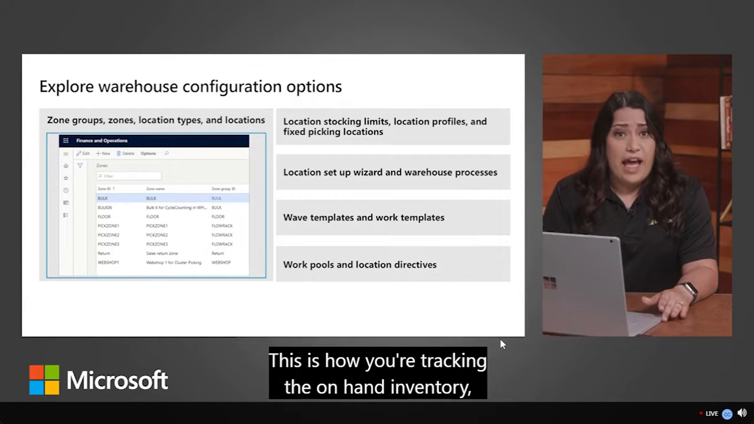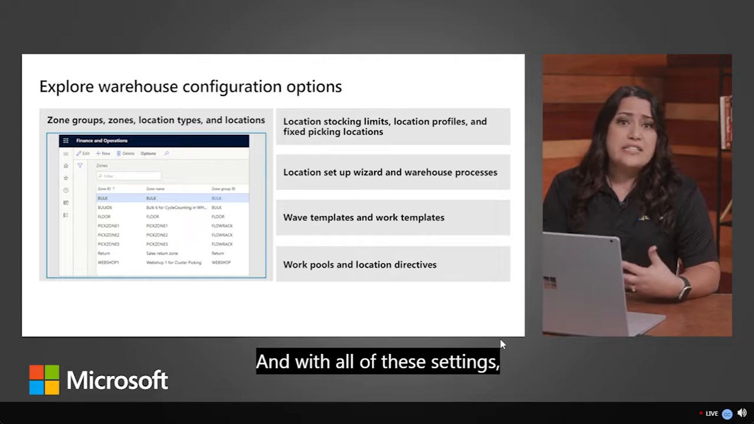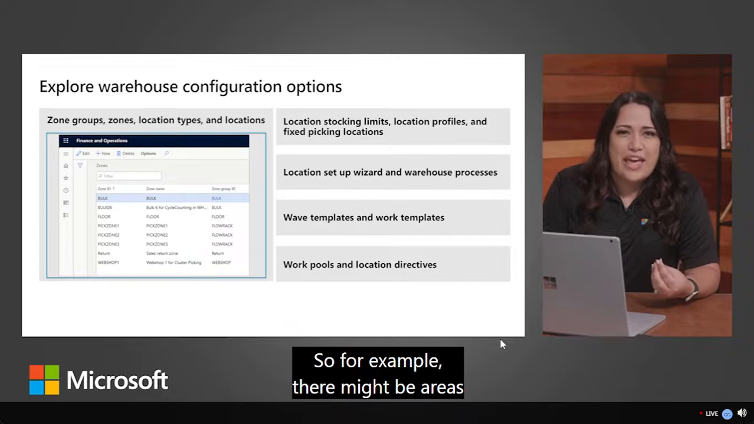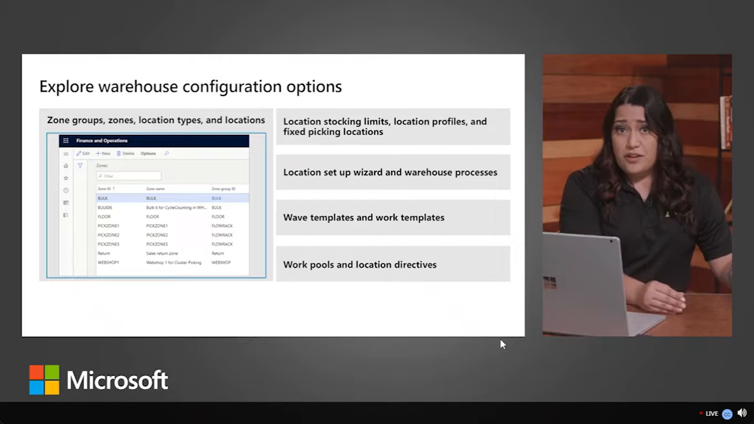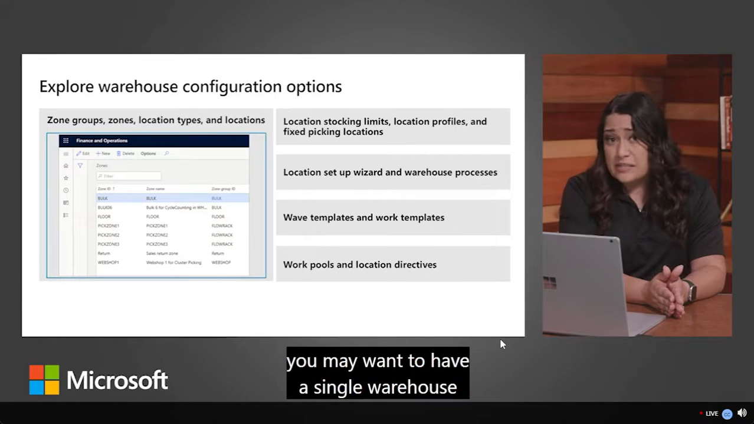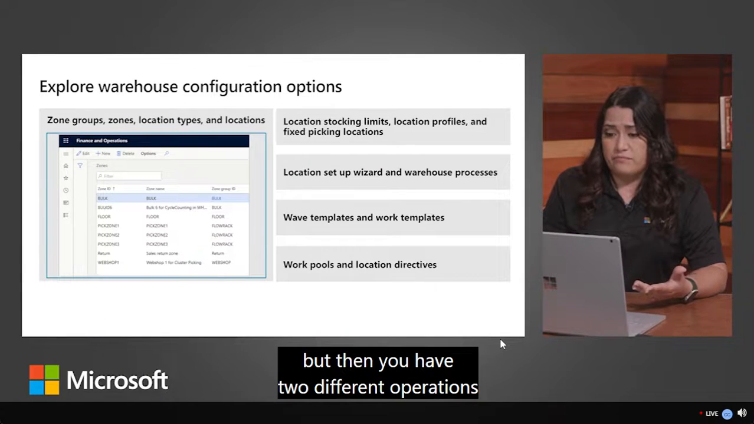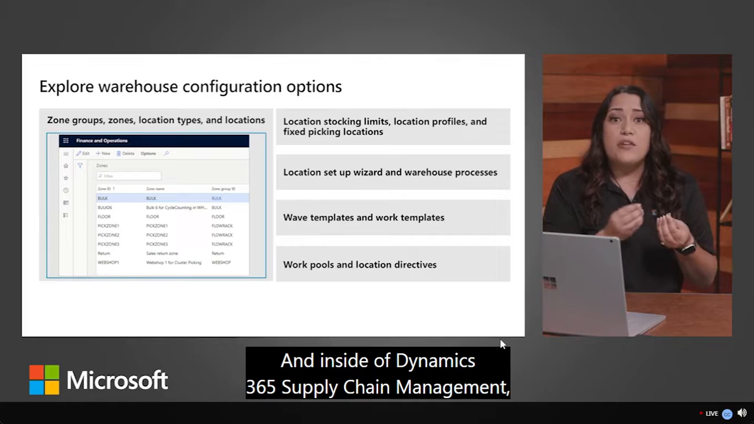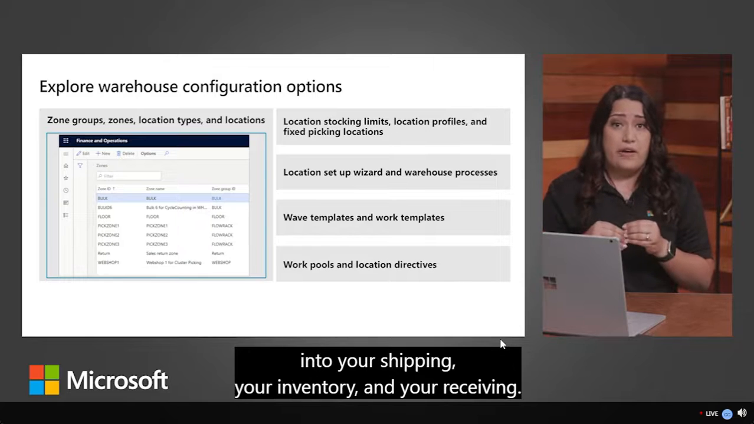And so when we look at how you can configure your own warehouse, you're going to have to enable a few different things. First, you'll need to set up a zone group. This is basically a grouping of zones, think of physical locations inside of the warehouse. And each of those locations, we call them zones. So then what you have is you have location profiles. And these basically explain what can be stored in a particular area or if there's a capacity for that area. The last thing that you'll need to set up, and this is the smallest level, is a location. This is how you are tracking the on-hand inventory and where it can be picked from inside of the warehouse.